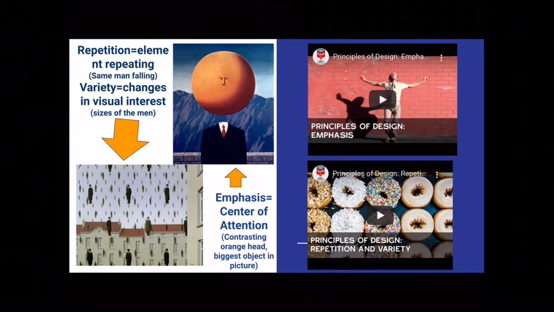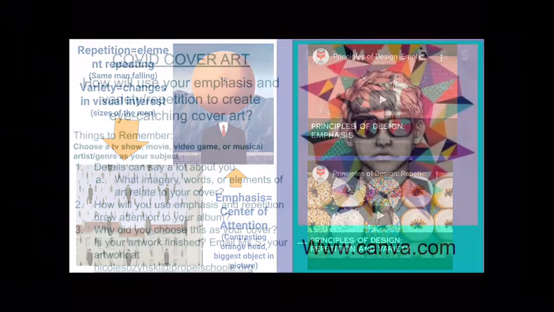However, the principle of emphasis is the center of attention, the star of the show. So if we look back up at that Magritte painting, you'll notice that his large orange contrasting head is the center of attention, while everything else in the background is just adding to the subject, giving more information about the subject. So it should be the first thing you look at in your picture, or what your picture is about. Remember, it is the star of the show.